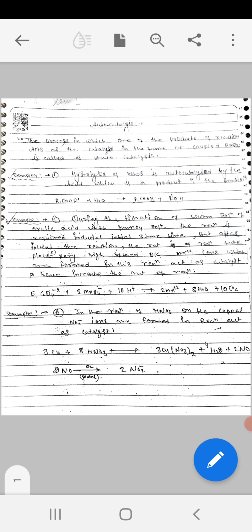The reaction is: 5 molecules of oxalic acid or oxalate ions combine with 2 MnO4 minus ions in presence of 16 hydrogen ions, and they form 2 Mn2+ ions plus 8 water molecules plus 10 CO2. This is a question which is asked regularly: why do we need to warm oxalic acid before titration?